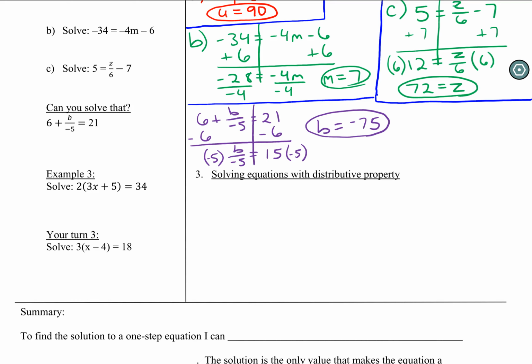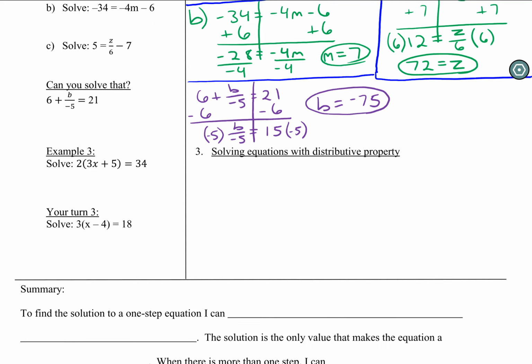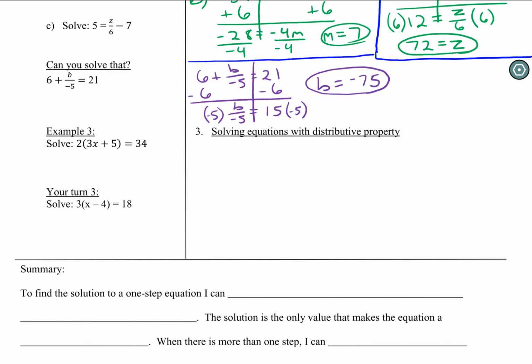Finally, let's look at what happens when we have the distributive property involved. This would be an example of a multi-step equation, because really, there's about 3 steps here that we have to do. We'll distribute, we'll isolate the variable, and then we'll use an inverse operation to finalize that isolation of that variable. So let's start by using the distributive property here. 2 times 3x, that gives us 6x, and then 2 times 5 plus 10 is equal to 34.